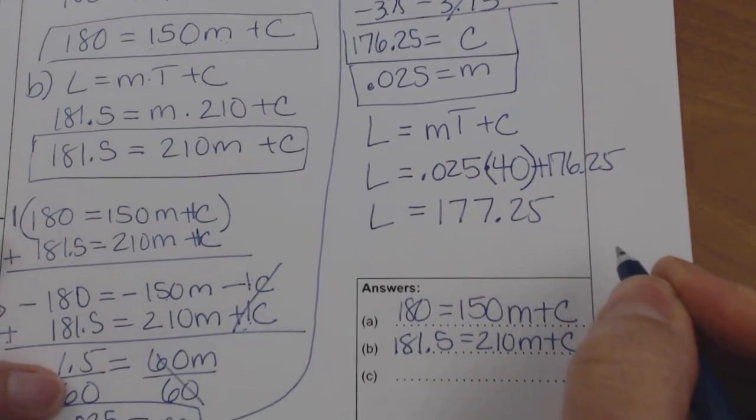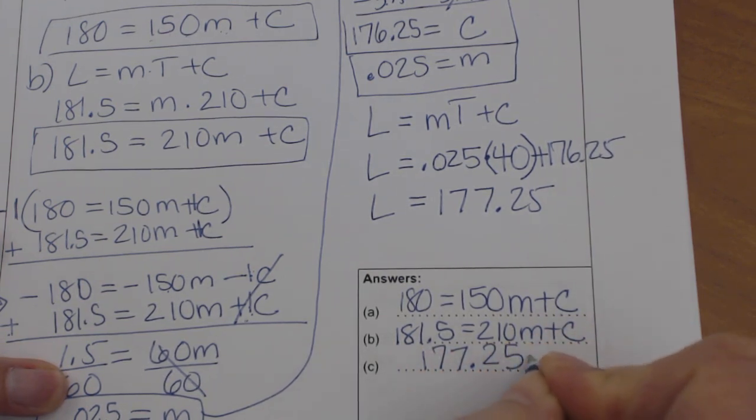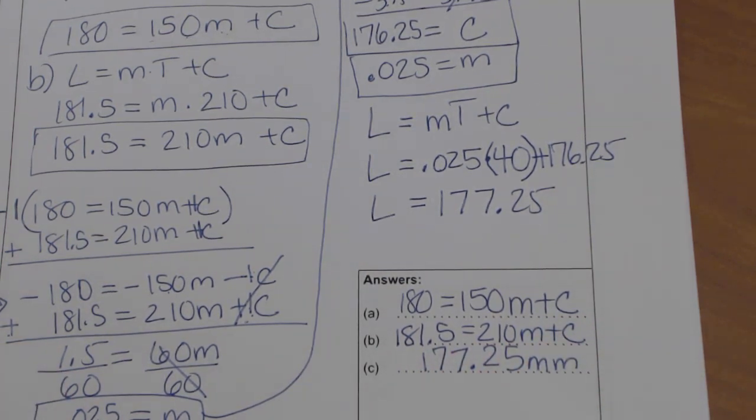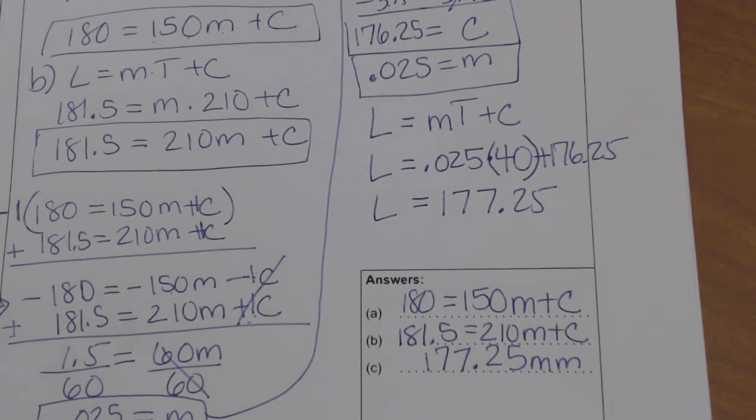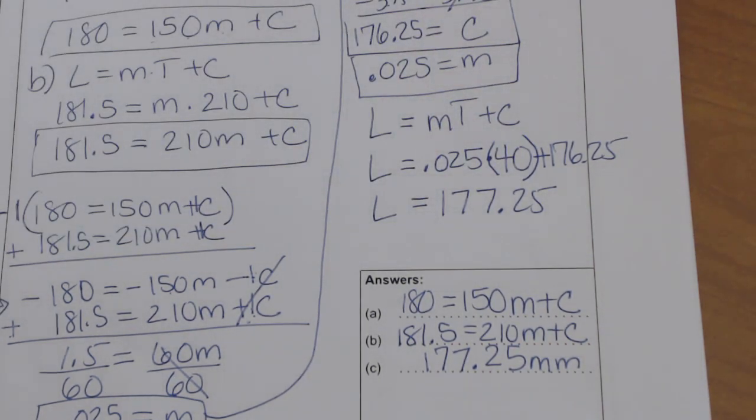And so when I write it in my box down here, I'm going to put 177.25, and let's make sure we add millimeters because that's what it is. So this has been a nice review of solving a system of linear equations and being able to substitute our value to find out our unknown length.